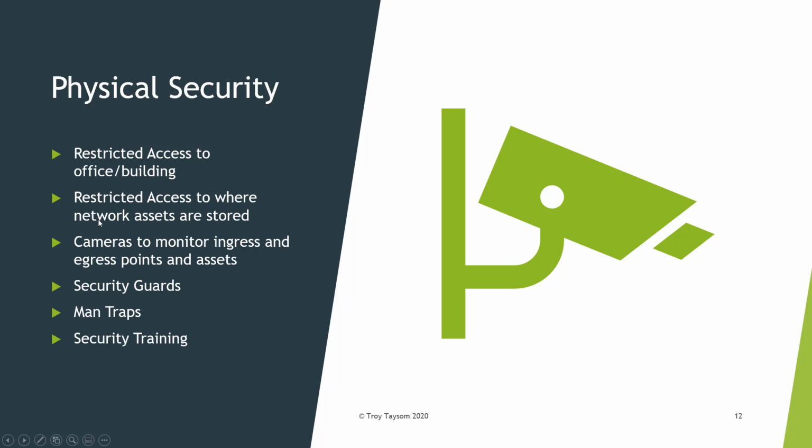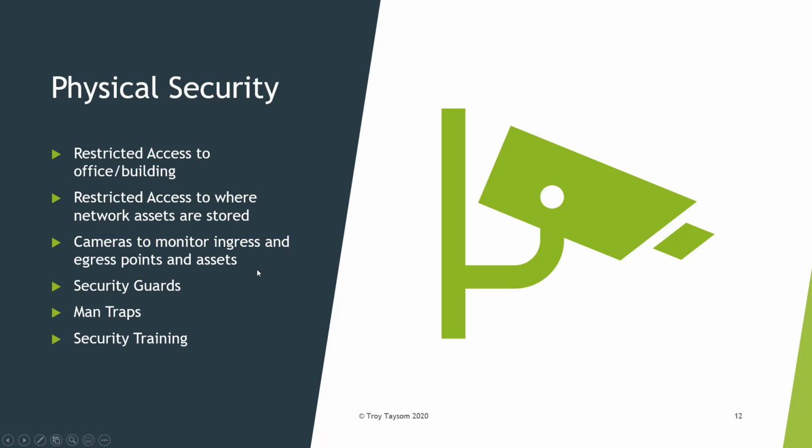Restricted access to where your network assets are stored. That's like a server room. Again, but access here and access here are going to be completely different. All right. Some people that have access to this will also have access here. But not everyone here will have access to this. All right. So that's where you're assigning people privileges based on what they do.